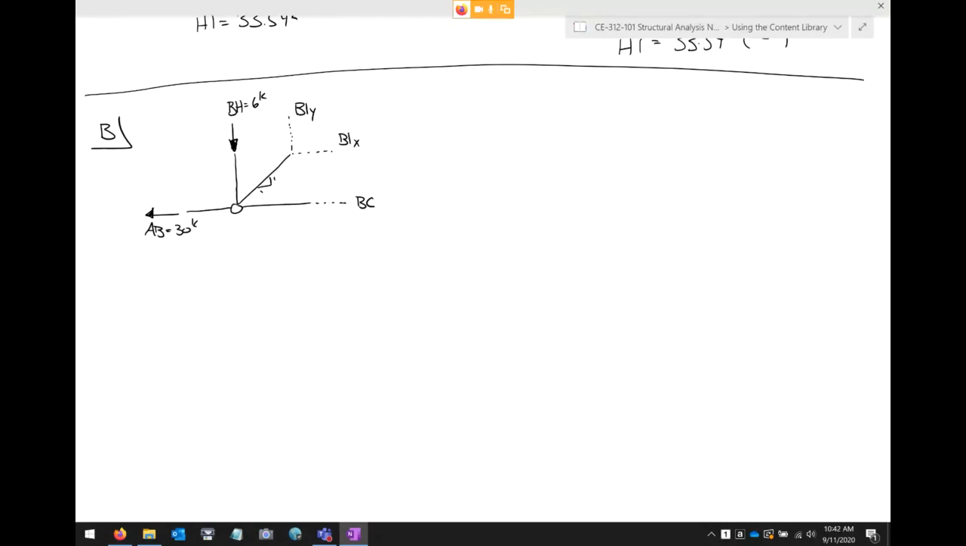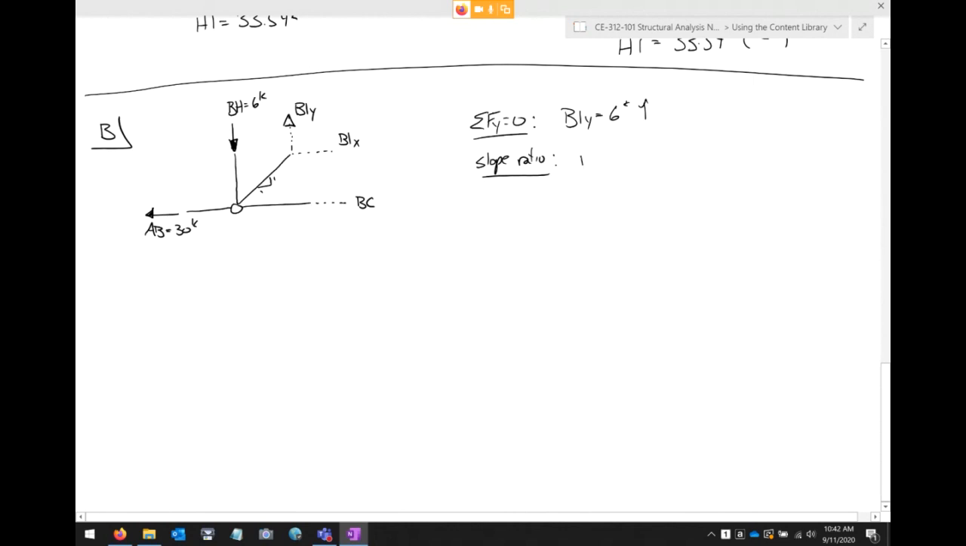Okay. Sum of forces in the X direction, sum of forces in the Y direction. I got two unknowns in the horizontal, one unknown in the vertical. So we'll sum forces in the Y direction first. I got 6 down, so BIY has got to be 6 kips going up. And then if I use my slope ratio, my slope ratio tells me that they're 1-to-1.